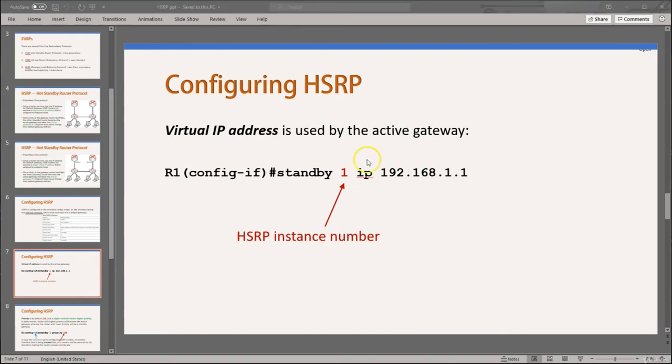By the way, this number 1, as it says here, is the instance number, the HSRP instance number. This tells you that there can be multiple HSRP instances on a single router. Actually, you can have up to 32 instances or groups. Sometimes it's called groups as well.